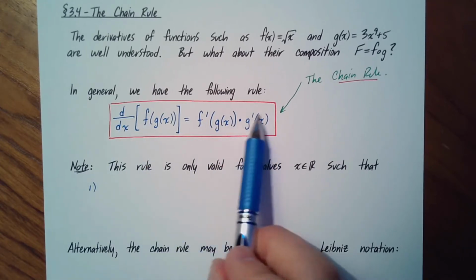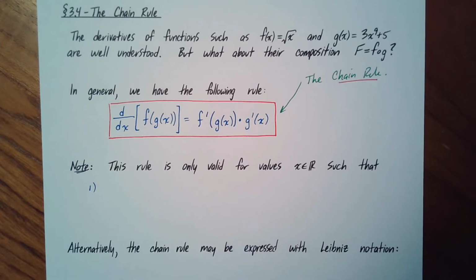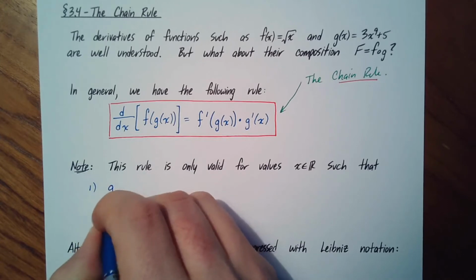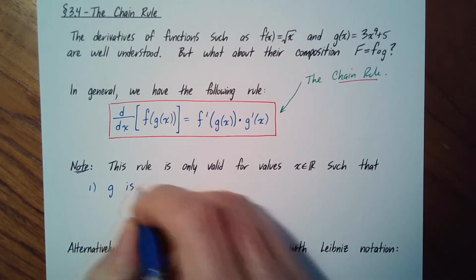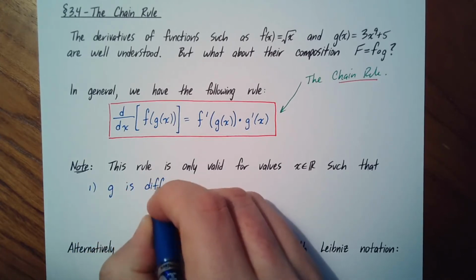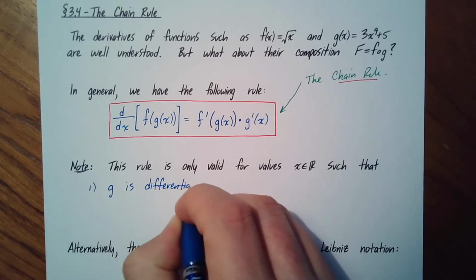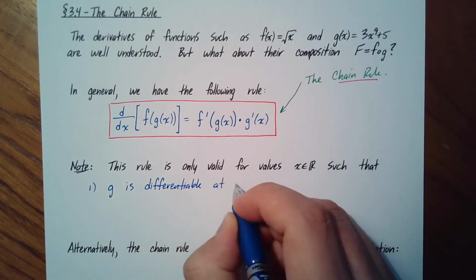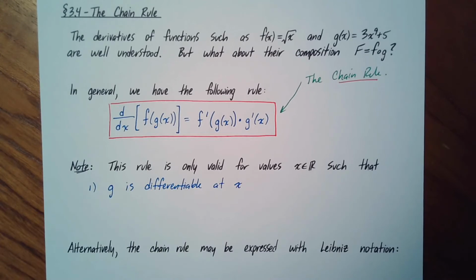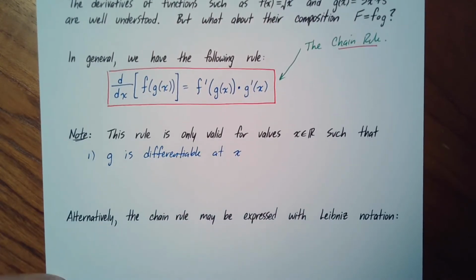So in order for g prime of x to make sense, you really do need g to be differentiable at x. So we need that first and foremost. So g is differentiable at the point x. That's the first requirement. And what else do you notice?